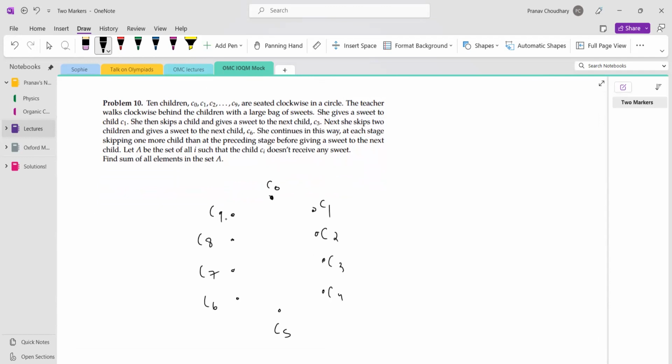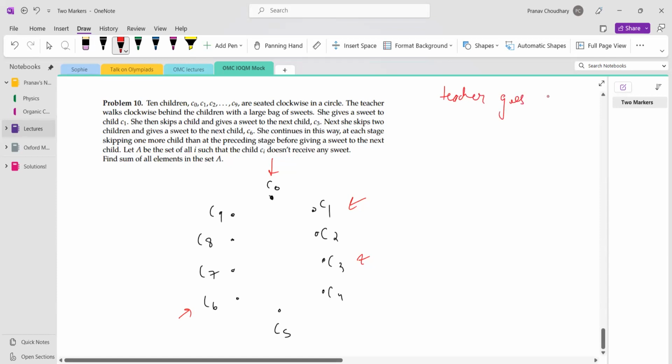Anyway, these are the 10 kids sitting in a circle, and the teacher gives sweets such that she gives the first sweet to C1, leaves one kid and gives the next sweet to C3, leaves two kids, gives to C6, leaves three kids, gives to C0, and keeps on going like this. Let A be the set of all I such that child CI does not receive any sweet. The teacher goes on indefinitely, because it's not specified when she stops. So just assume it goes on indefinitely. We have to find the sum of all the elements in it.